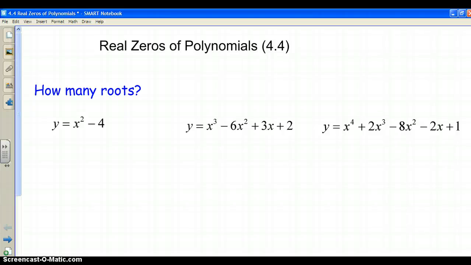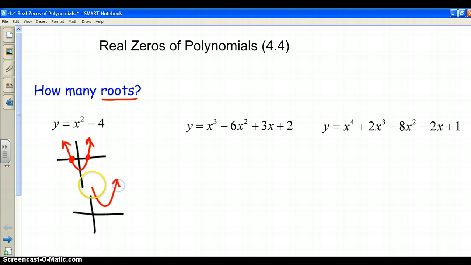This is lesson 4.4. How many roots or how many solutions does, say, this function have? Well, we know something about this function. We know that it is a parabola. So you might expect it to, let's see, one possibility would be the parabola does this, and it crosses the x-axis in two locations. Maybe the parabola does this, though.